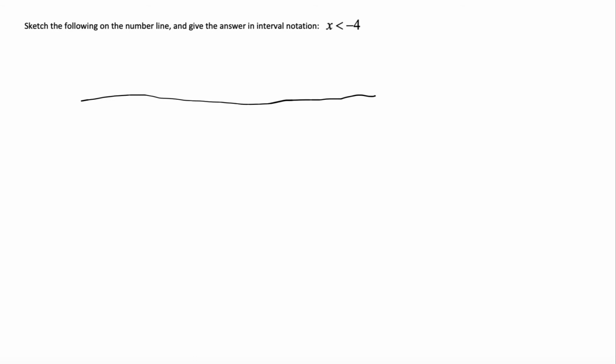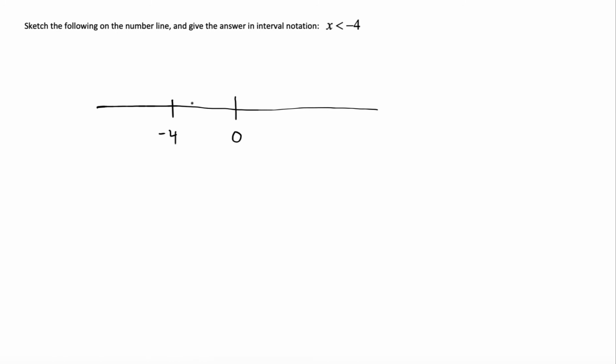Okay, so let me try to make this line a little bit straighter. Here we have 0, so I'm just going to mark down 0. We know that -4 is going to be on the left side here. I'm not going to put every single hash mark here, though some people like to do that. I'm just going to put 0 for reference and the -4. This is what we're comparing x to, right?